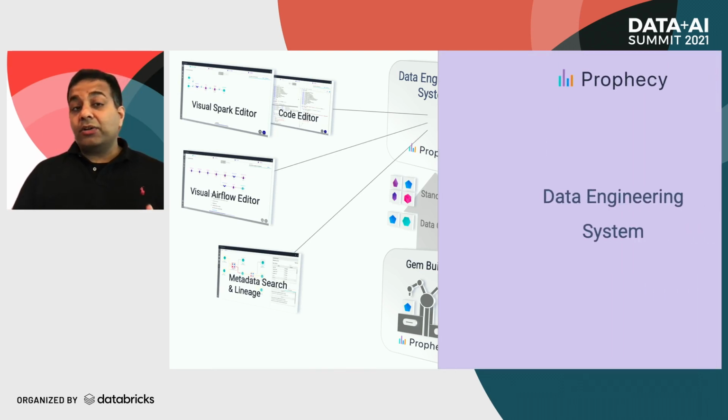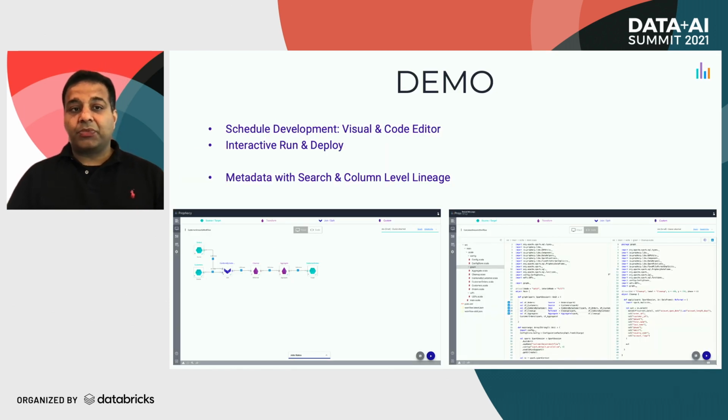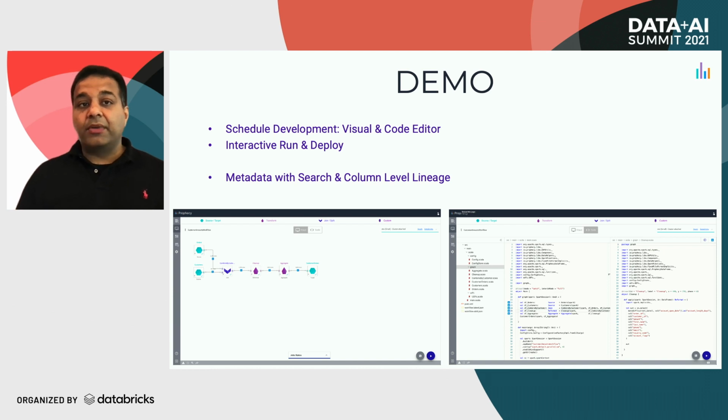All right. And now, if you don't want to worry about any of these details and you just want to use a simple low-code system, you can use that and make yourself more productive. With that, let's move on to the demo. In the demo, we'll talk about schedule development, low-code Airflow development, where you'll use drag and drop to build Airflow workflows, and then see how you can run them interactively and deploy them to Airflow for production. Also, we will do a demo of search and column level lineage at the end.